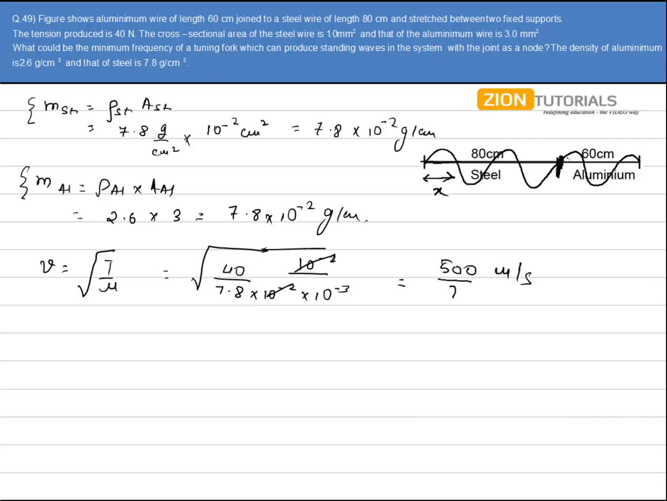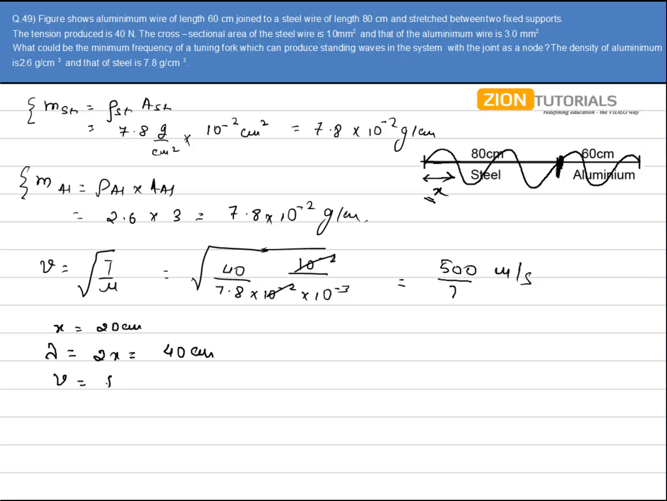Now we want the minimum frequency, that means the maximum wavelength, and maximum wavelength, that means minimum loops. So for the minimum loops, x should be maximum, and the maximum value of x that can perfectly divide 80 centimeter and 60 centimeter is 20. So x comes out to be the 20 centimeter. Lambda will be equal to 2 times of x, that is 40 centimeter.